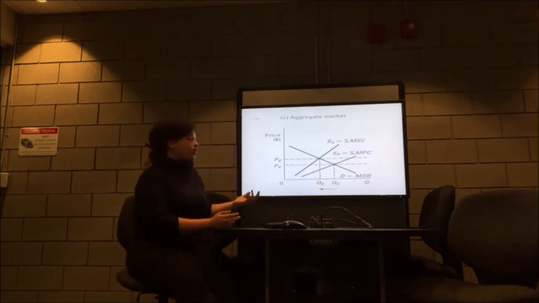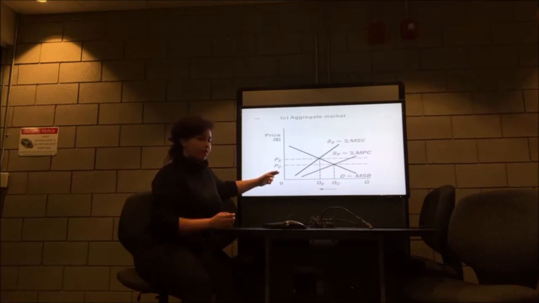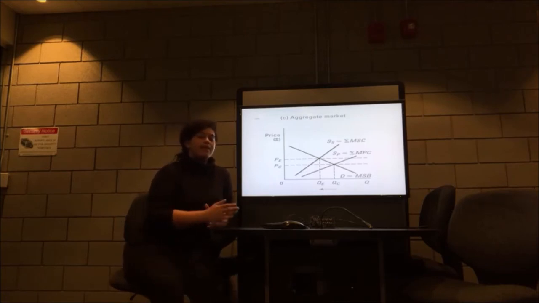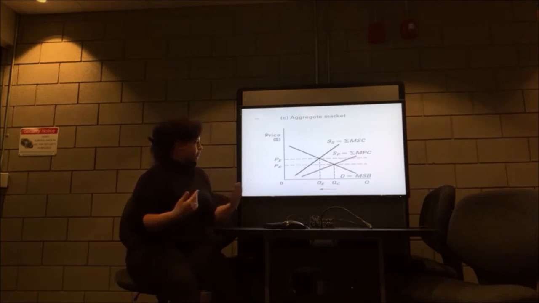It's important to notice that the price at PE, the price at the efficient equilibrium, is higher than the price at the competitive equilibrium. The reason for that is because at the efficient equilibrium, the producers are including the costs for externalities. That's why there is a rise in the prices.